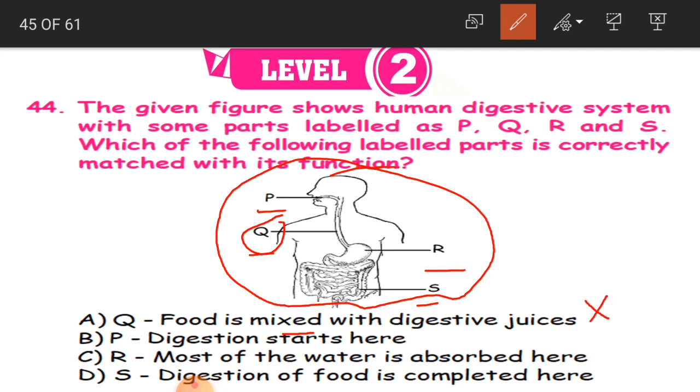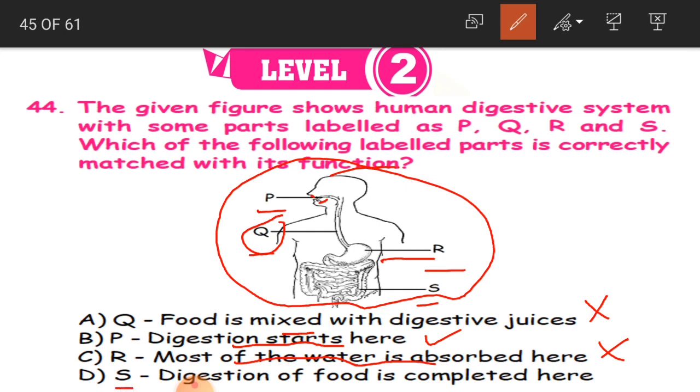Then P. What is written? Digestion starts here. P is here in the mouth, where we chew the food into small particles. So this is correct. And now R. What is R here? R is the stomach. And here it is written that most of the water is absorbed here. So this is also a wrong match. Most of the water is absorbed where? In the large intestine. So this is also wrong.